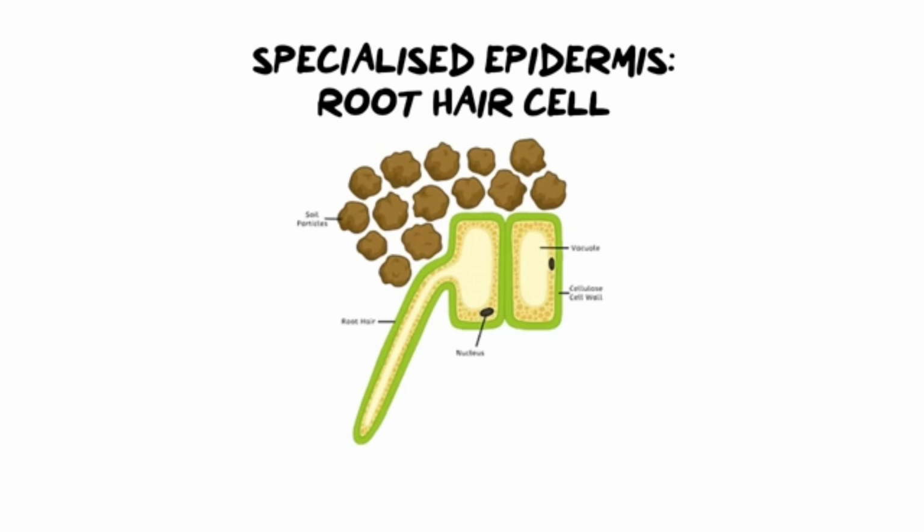Now, the final specialized epidermal tissue is the root hair cell. You will find these cells growing on the surface of the roots. Now, you can't actually see these. These are microscopic, and as you can see, this is an example. There's the size of the soil particle, and there's the size of the root hair. It's very, very, very small. You can't actually see these.